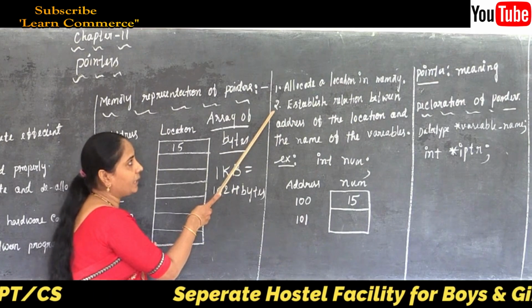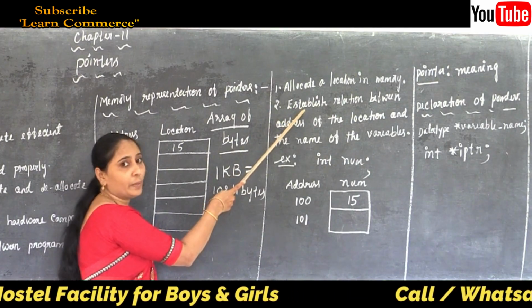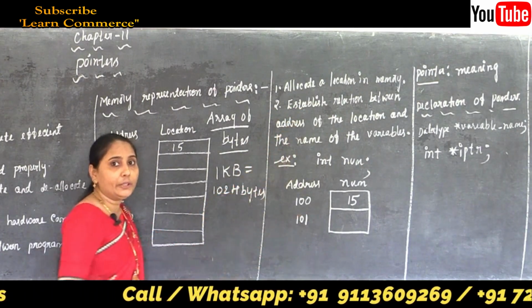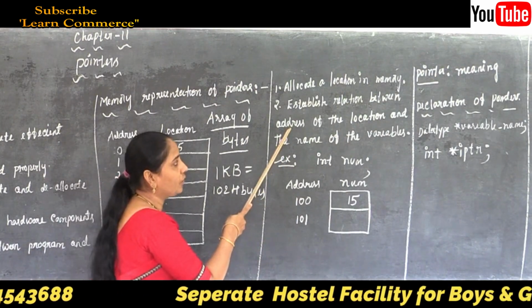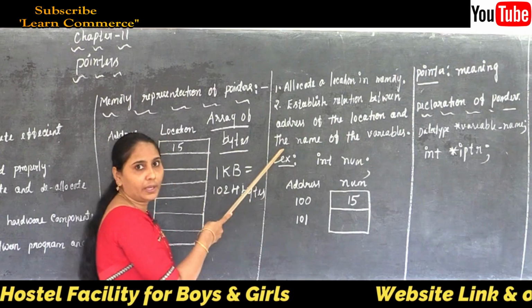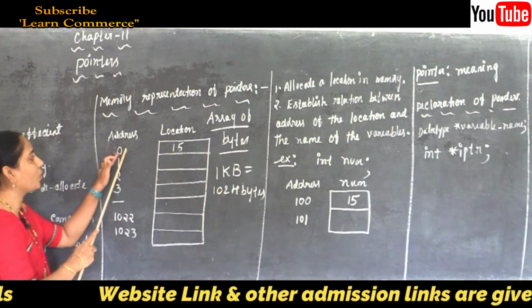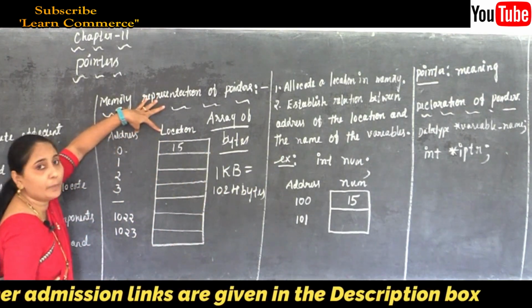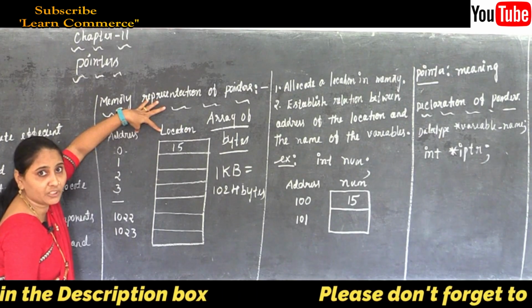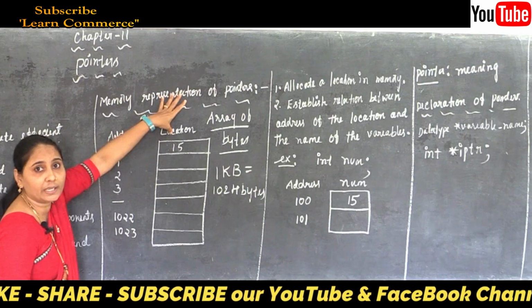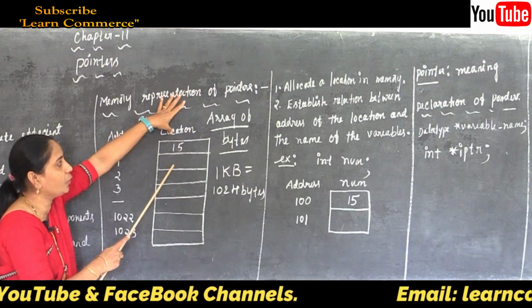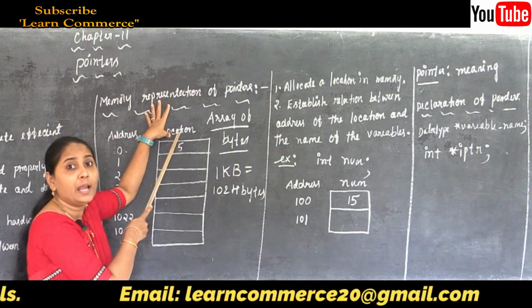And the second thing we can say is that, not just the memory allocation, we need to establish the relationship between the address of the location and the name of the variables. I already said, why? Because we need to make the communication. We need to establish the relationship between the address as well as the location. That is called the name, why? Because in this case I used the variable name as the location.